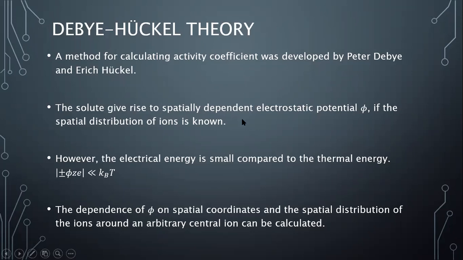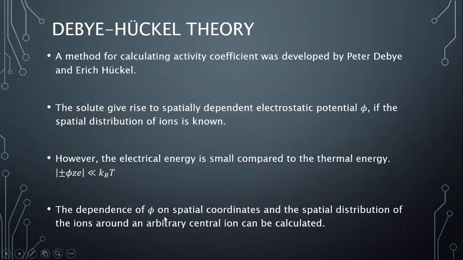Now, the solute will give rise to a spatially dependent electrostatic potential phi if the spatial distribution of ions is known. However, this electrical energy is small compared to the overall thermal energy. So we say the absolute value of phi times the number of electrons times the electrostatic charge is always much, much smaller than the Boltzmann constant times the temperature, which is our thermal energy.